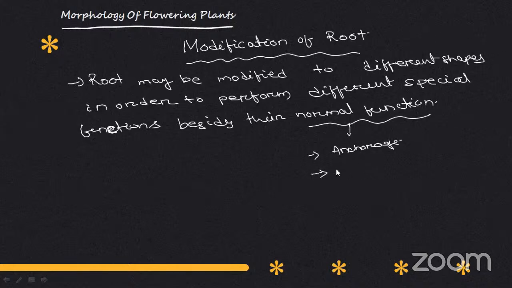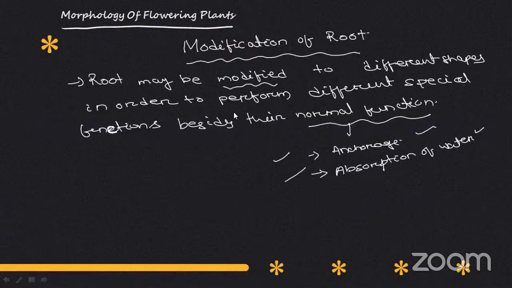And another one is the absorption of water. So if the root is performing some other functions besides these, then that will be your modification of root. Root is modified to perform different functions, so it has to take some different shapes, to perform different special functions besides their normal function of anchorage and absorption of water.